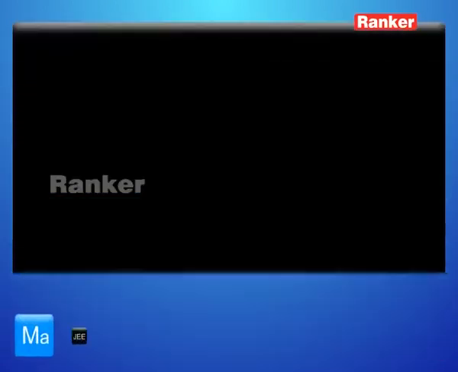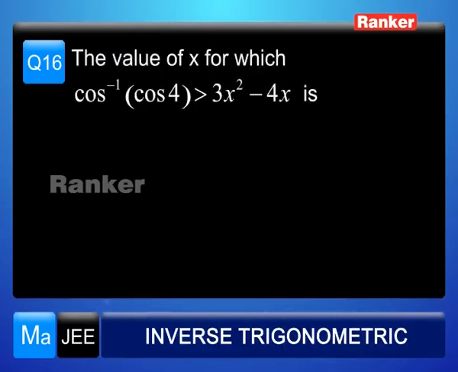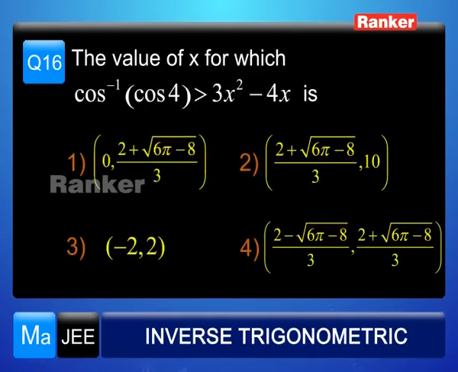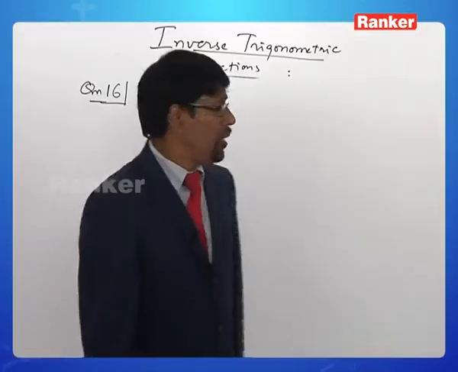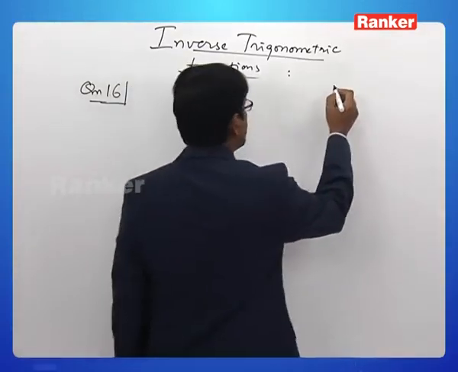Let's move to the next question, question number 16. The value of x for which cos inverse of cos 4 is greater than 3x squared minus 4x is: first option 0 comma 2 plus root 6 pi minus 8 by 3. Second option 2 plus root 6 pi minus 8 by 3 comma 10. Third option minus 2 comma 2. Fourth option 2 minus under root of 6 pi minus 8 by 3 comma 2 plus under root of 6 pi minus 8 by 3. So let's move on to the solution here.